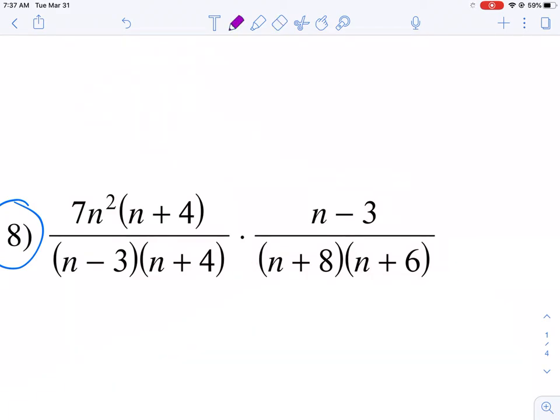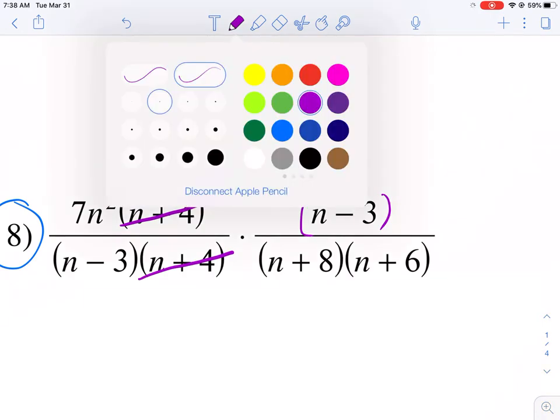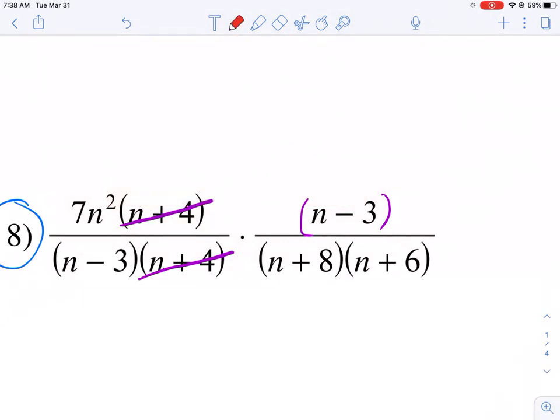Do we see anything that can cancel from the top and the bottom? Well, yes. We have something in the top, n plus 4, and something in the bottom, n plus 4. So you can go ahead and cross those out. It's reduced. Now, what about this n minus 3 and this n minus 3? You can go ahead and put parentheses around this top one. If you can cancel the n plus 4 and n plus 4, then you should be able to cancel the n minus 3 and n minus 3.